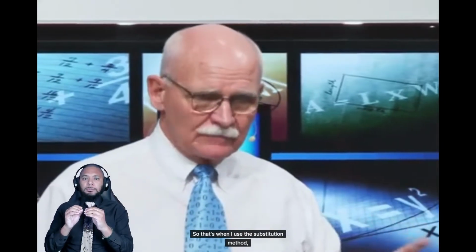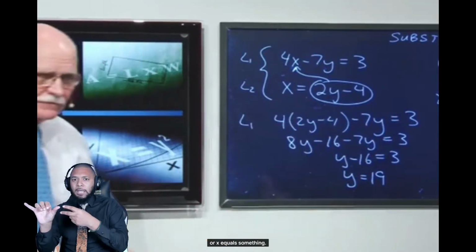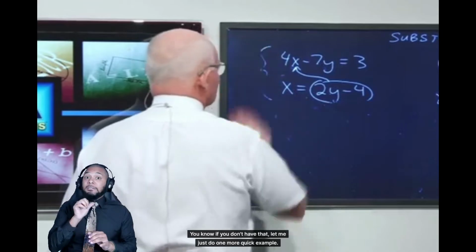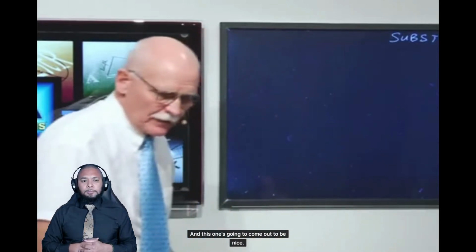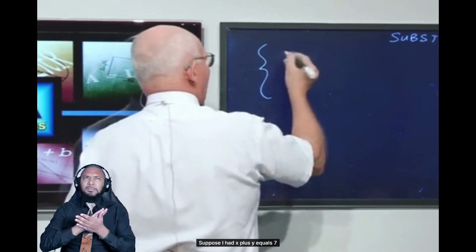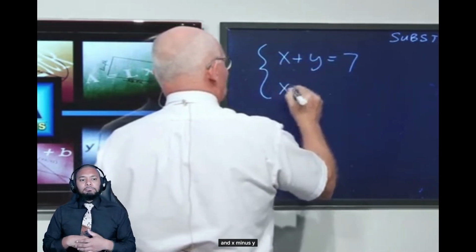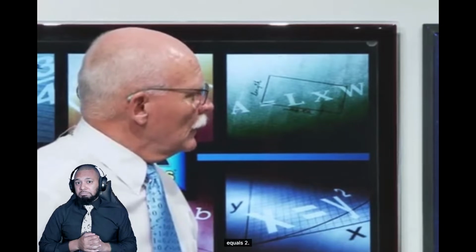So that's when I use the substitution method, when I have y equals something or x equals something. You know, if you don't have that, let me just do one more quick example. And this one's going to come out to be nice. Suppose I had x plus y equals 7 and x minus y equals 2. Okay? Neither one of those equations gives me a substitute. Neither one of them says y equals or x equals. But with just a little bit of work, I could make that happen.